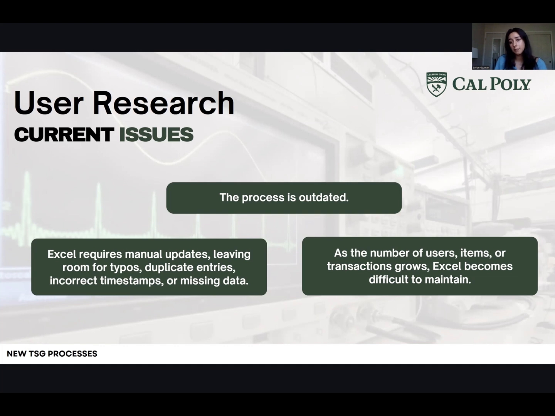Some of the comments they made are that the process is outdated. The Excel sheets require manual updates, and that leaves room for typos, duplicate entries, incorrect timestamps, or missing data. And because there are many students in the electrical engineering department, and all of them need the same things, the number of items or transactions becomes larger, so the Excel sheet also becomes difficult to maintain.